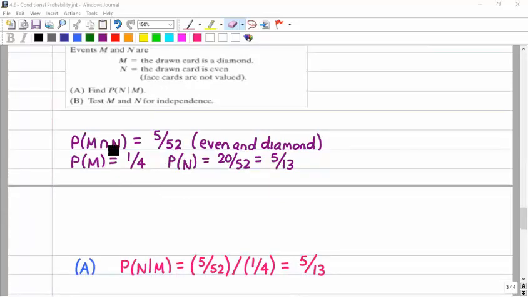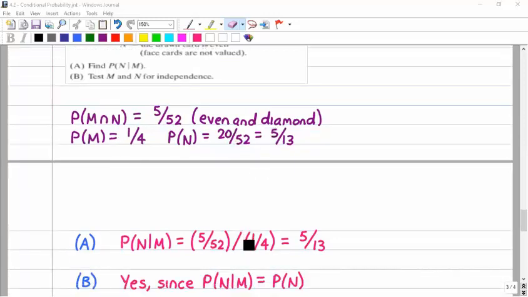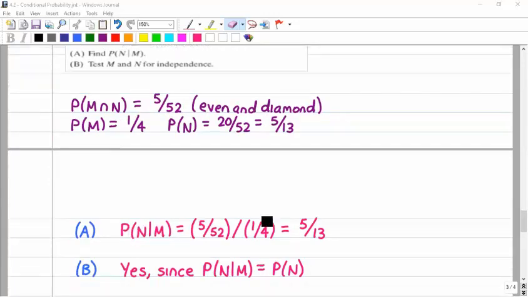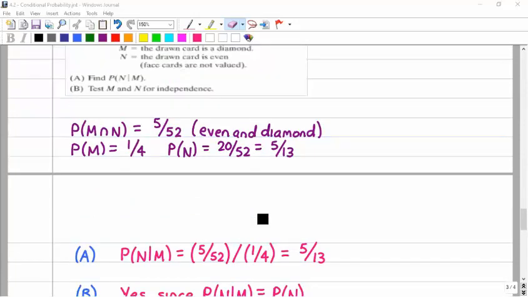But it's important we realize that because m is to the right of the conditional, that's what's going on the bottom. So it's the m and n, 5 over 52, divided by m, which is 1/4. To put the 5 over 13 on the bottom, the question would have had to reverse the m and the n. I'll write that down here in a second. And that reduces to 5 over 13.